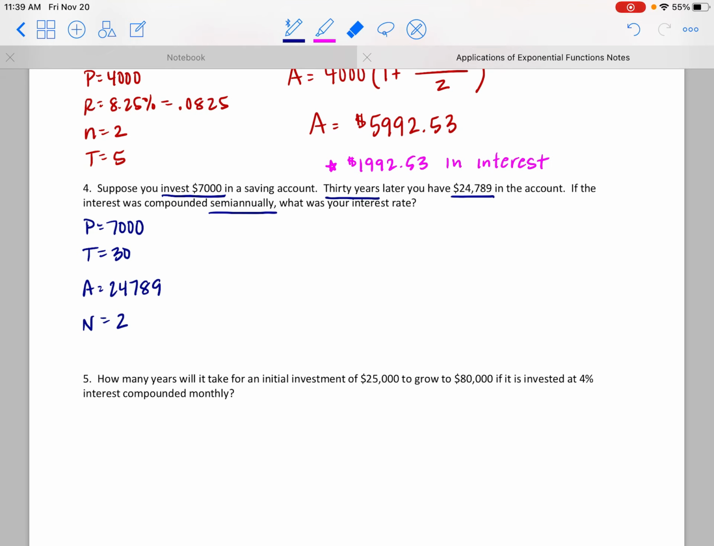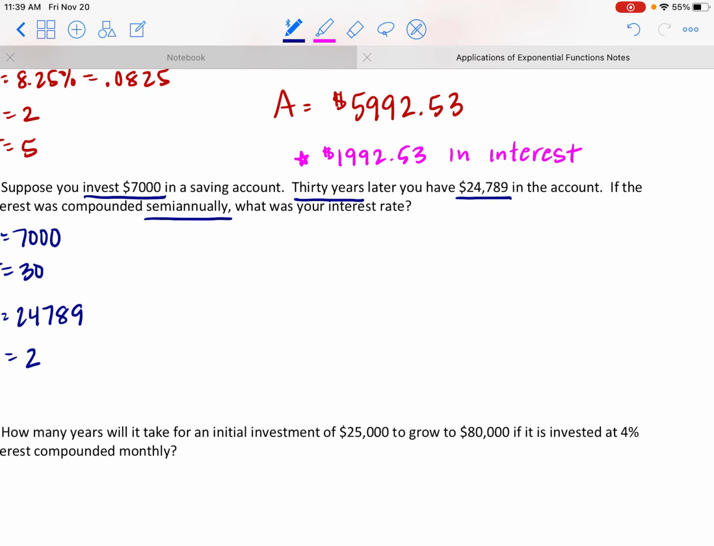So let's plug in what we know. Okay, we know a is $24,789. That's going to be equal to p, 7,000, and then 1 plus some rate that we're looking for over n, which was 2, raised to the n times t, so 2 times 30th power. So how do we solve this equation? This is actually not an exponential equation to solve anymore. We started with an exponential function, but our variable isn't an exponent. So we technically should know how to solve this.